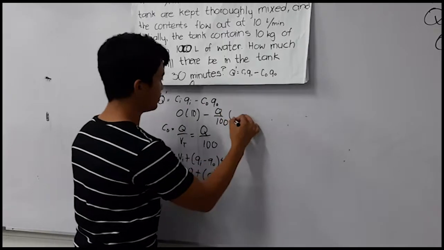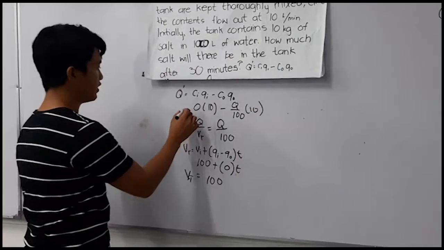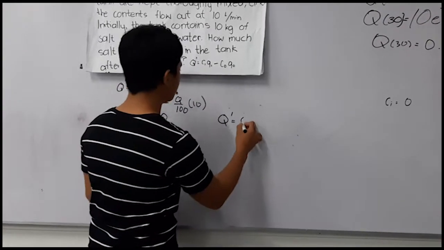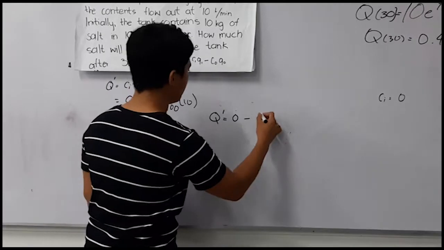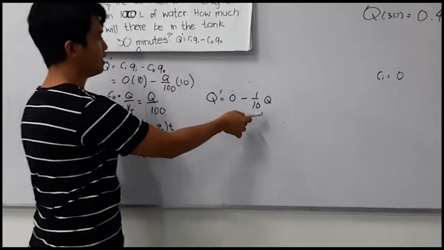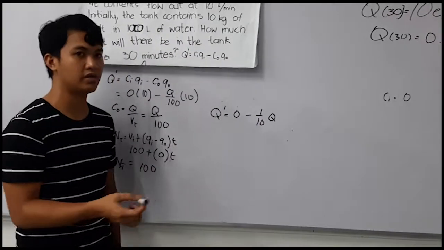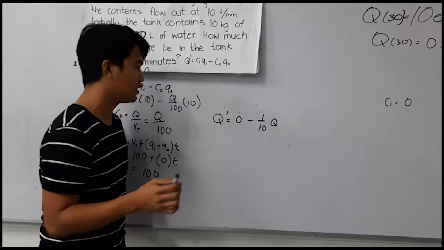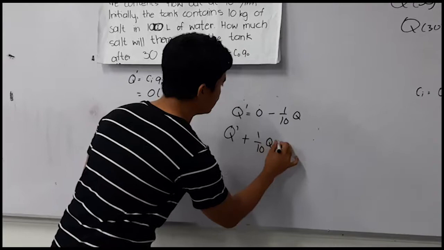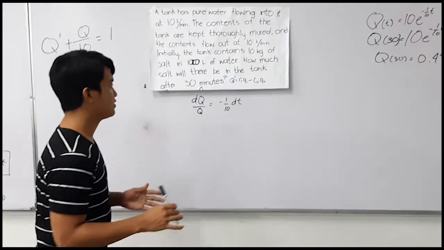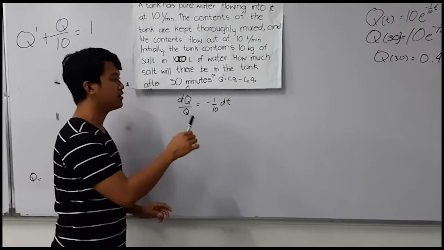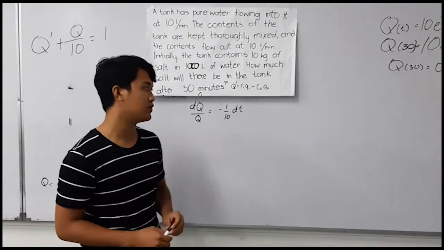Our Qo is equal to 10. Therefore, we can simplify this equation into this: Q prime is equal to 0 minus 1 over 10 Q. So then we can transpose this in order to have the differential equation: Q prime plus 1 over 10 Q is equal to 0. So here, we can also solve this equation: dq over q is equal to negative 1 over 10 dt, using the exact differential equation.